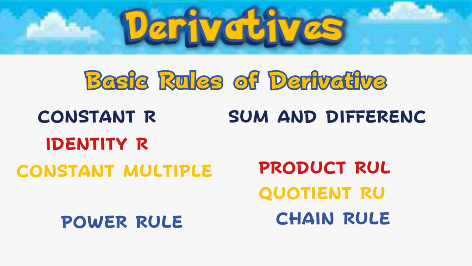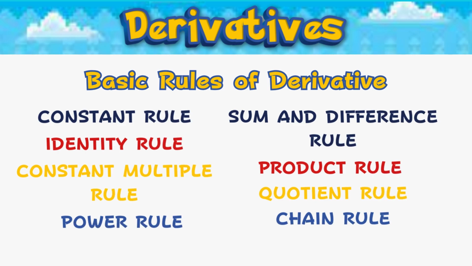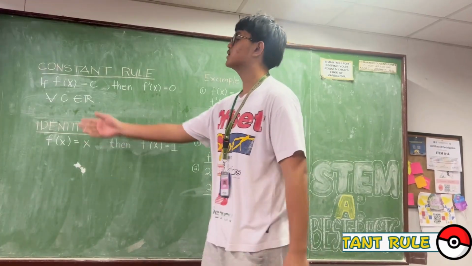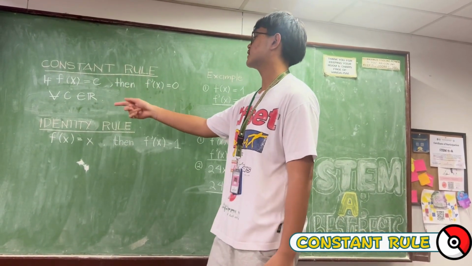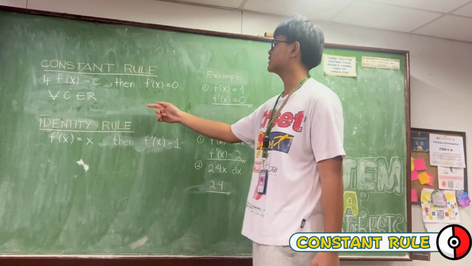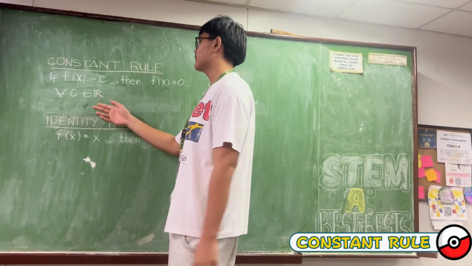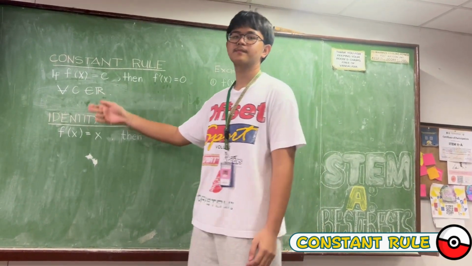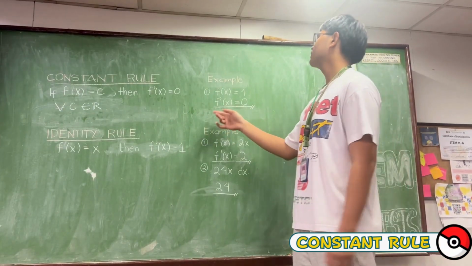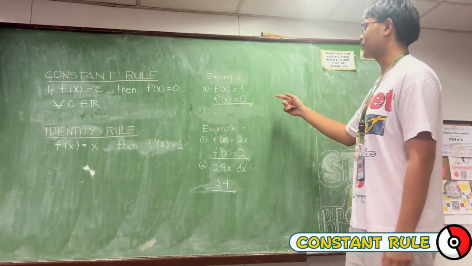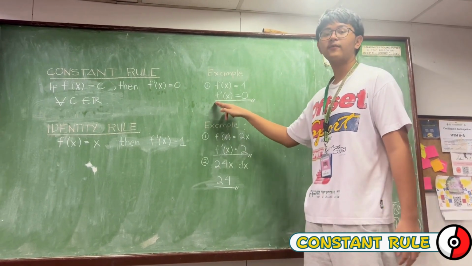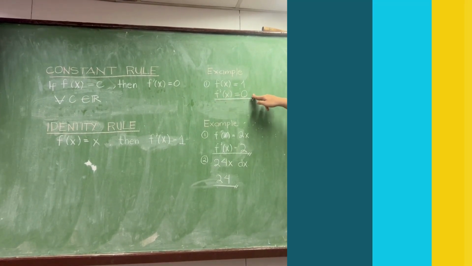To calculate derivatives, we use some basic rules. My friends are here to introduce each one. Let's start with the constant rule. In the constant rule, if f of x equals c, then f prime of x is equal to 0, where a constant is an element of the real numbers. For example, if f of x is equal to 1, then f prime of x is equal to 0.